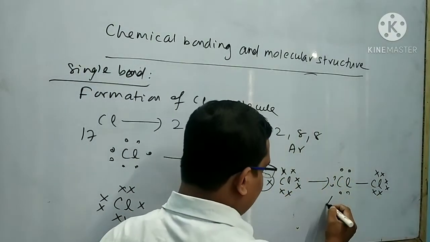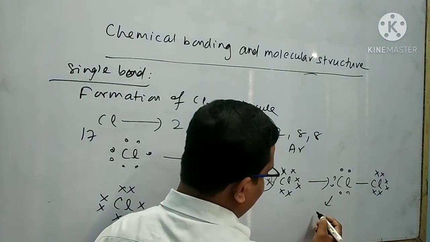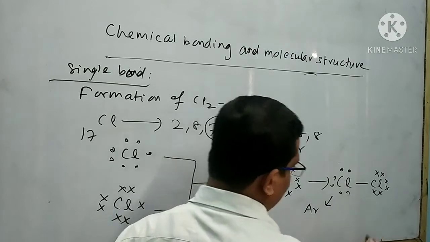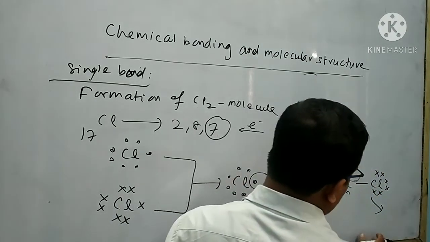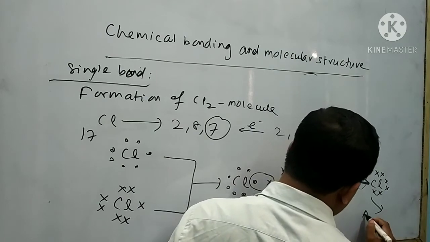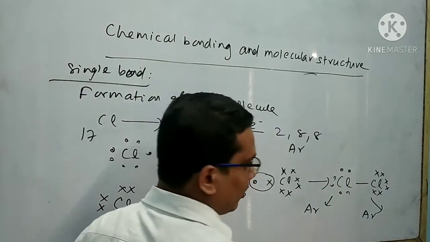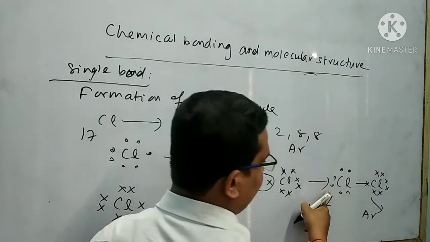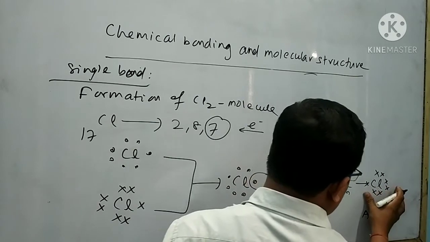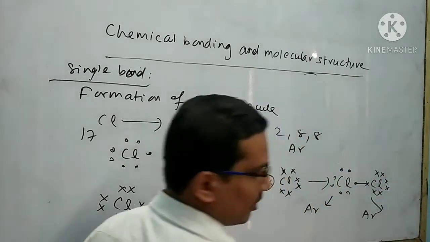Now this chlorine atom attains the electronic configuration of the nearest noble gas, that is argon. This chlorine atom also attains the stable electronic configuration of the nearest noble gas, that is also argon. For stable electronic configuration, it has to accommodate this electron for this chlorine atom.